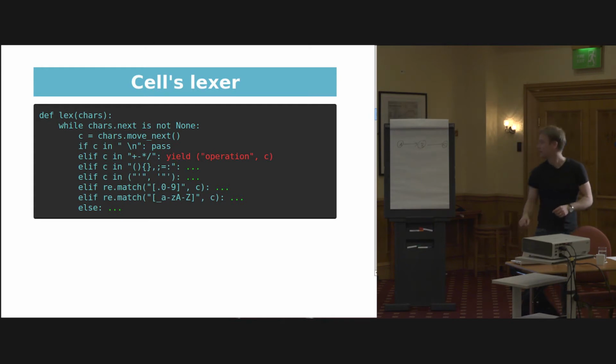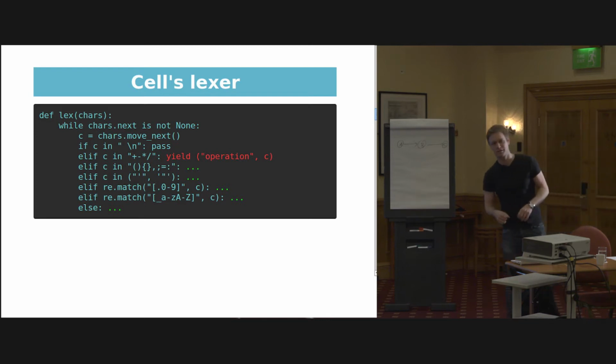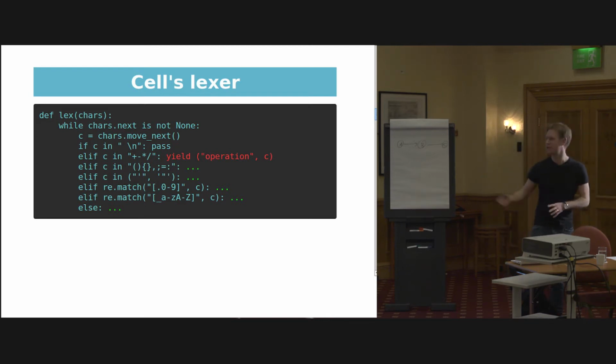In a minute we'll see how you might generalize this to other things. But as soon as we find a plus or a minus at the beginning of something, we yield an operation. So this is the answer to your question. You're not allowed. We know this isn't a number. When you see a minus, we know it's a minus operation.